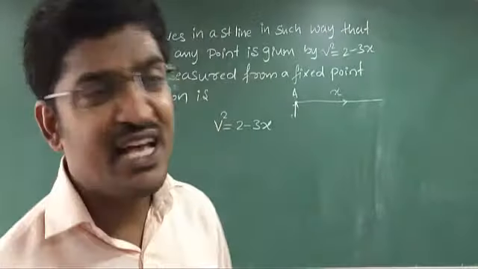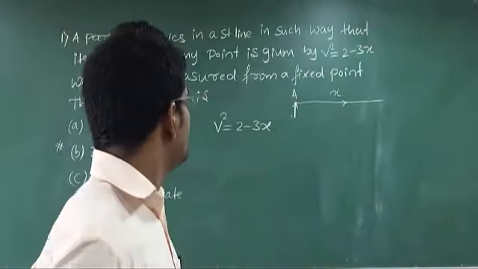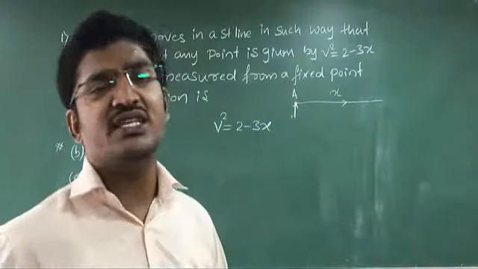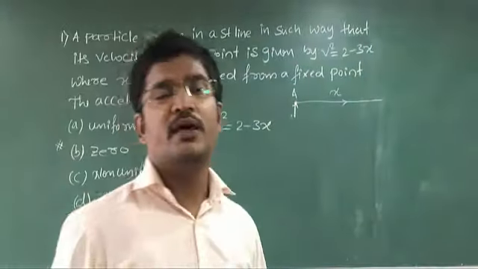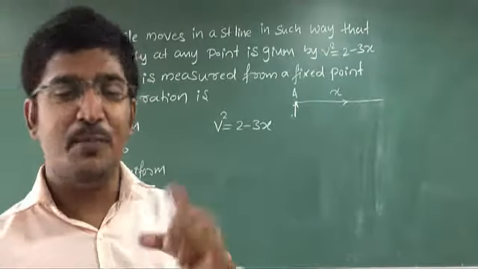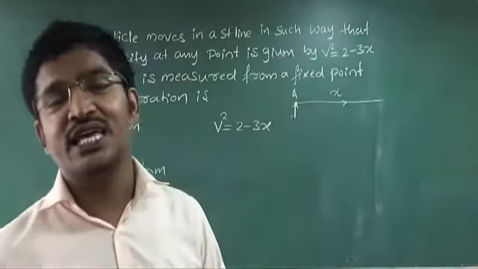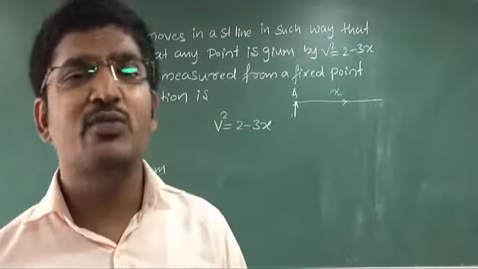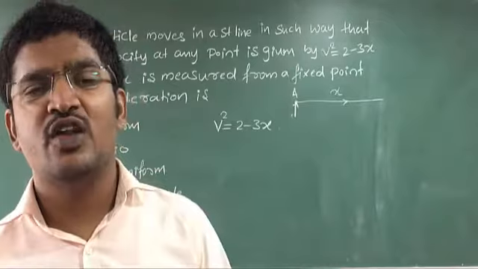But as you see, the function is v square equal to 2 minus 3x. V square is what? Again a parabola. They have given a parabola function of velocity. So that parabola cannot be indeterminate. Are you getting my point?